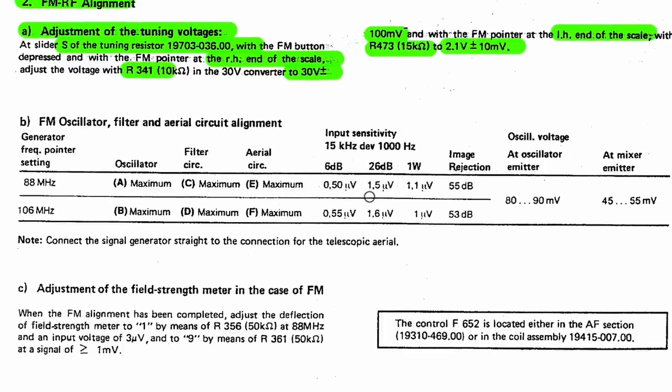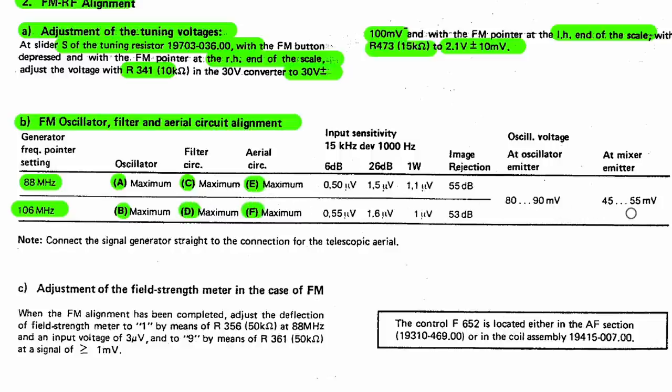Let's move on to the actual alignment, see how we do this. B, we have to align the oscillator, filter, and aerial circuits. And they've got 2 points: generator frequency setting 88 megahertz, so that's the low end, and 106 is the top end. Then you've got 3 adjustments: oscillator, the filter circuits, and the aerial circuit. And that is A, C, and E. We'll see where that is in a minute. And for the 106 would be B, D, and F.